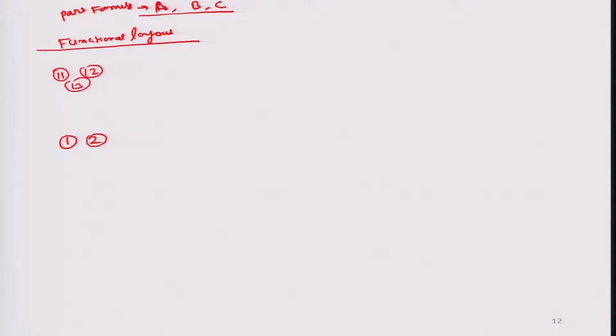A, B and C. Okay, so in a functional layout, a group of machines of similar functionality is placed group-wise: 1, 2, 3 here; 4, 5, 6, 7; 8, 9, 10; 11, 12, 13, 14, 15.